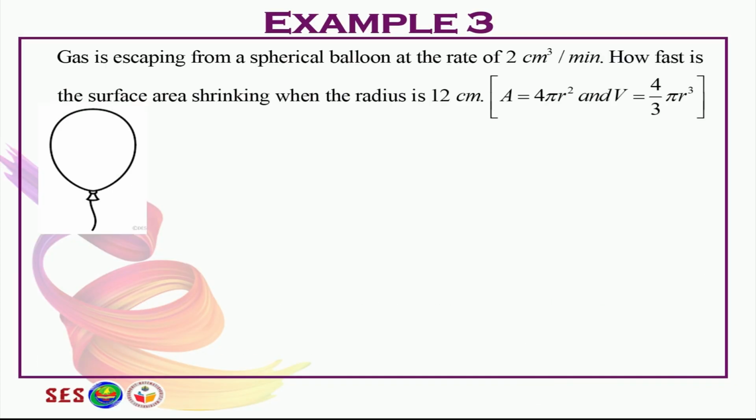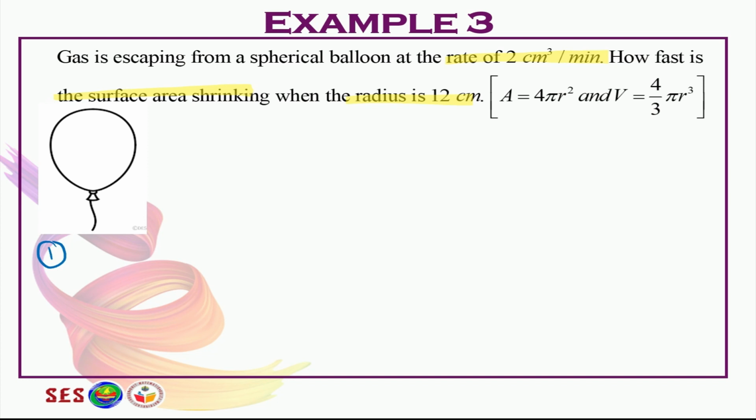Example 3. Gas is escaping from a spherical balloon at the rate of 2 cm³ per minute. How fast is the surface area shrinking when radius is equal to 12 cm, given A is equal to 4 pi r squared and V is equal to 4/3 pi r cubed? First step, you have to write down the information given and what you want to find.